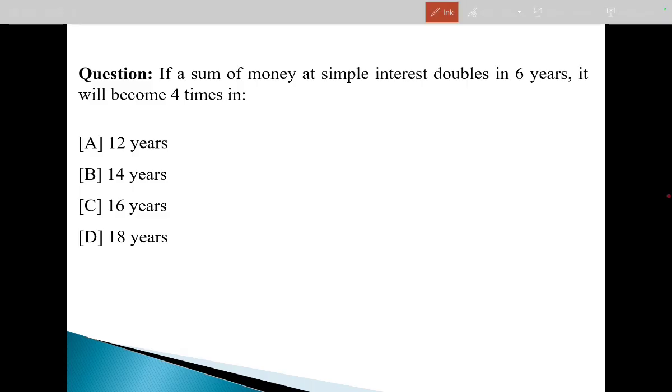Now this is the last type of SI. Whenever they say SI, you know that SI is the same for every year, right? They said if at simple interest a sum doubles in 6 years, which means from, let's say, principal 1 rupee, it amounts to double, 2 rupees. Let's say principal 1 rupee amounts to 2 rupees in how many years? 6 years.